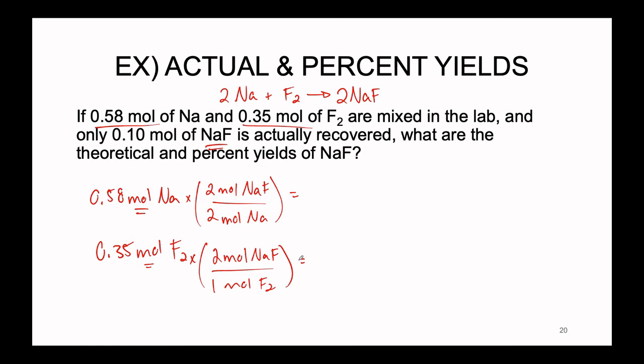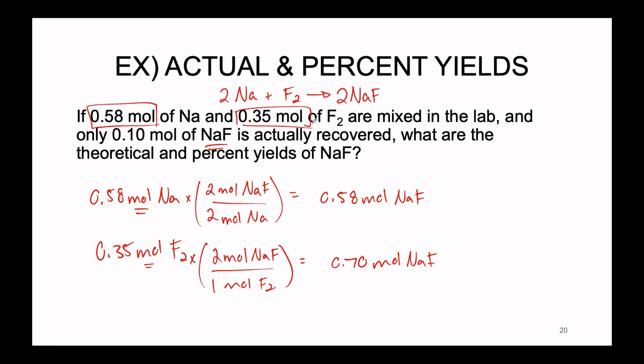This means that, according to the first string of calculations, we at most could make 0.58 moles of sodium fluoride. And according to the second set of calculations, we at most could make 0.70 moles of sodium fluoride. So this is an excellent lesson. Just to take a brief pause, if we observe the molar amounts that we started with, it appears as though we had more sodium than fluorine, which is technically true.